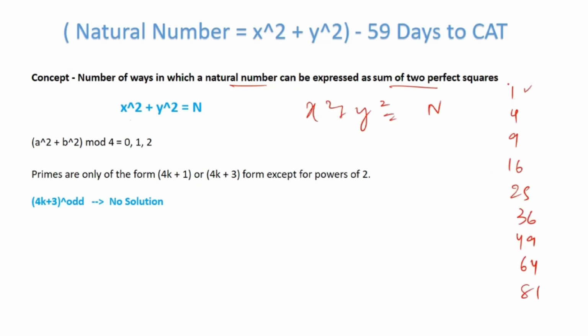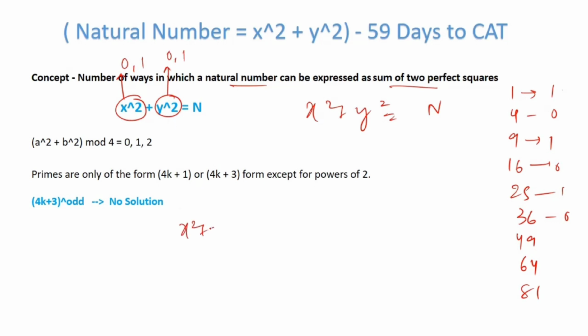Any square, if you divide by 4 and take the remainder, you will get either 1 or 0. So here 1, here you will get 0, again 1, 0, 1, 0, right? So if you divide this number by 4, you will get either 0 or 1.